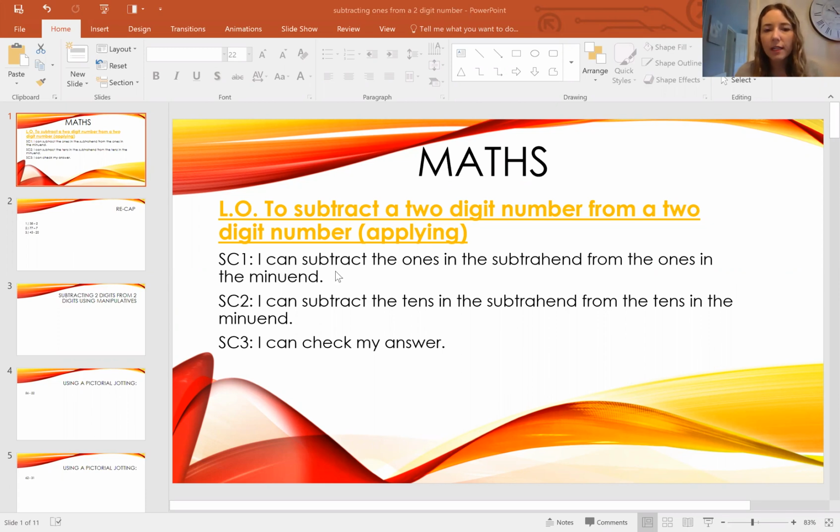Success criteria 1 is to subtract the ones in the subtrahend from the ones in the minuend. Success criteria 2, to subtract the tens in the subtrahend from the tens in the minuend. And success criteria 3, to check your answer.